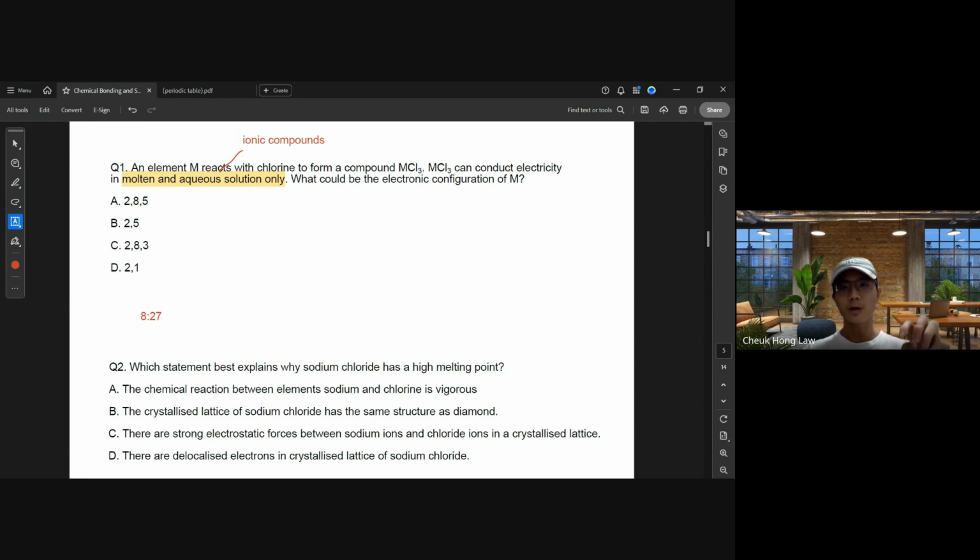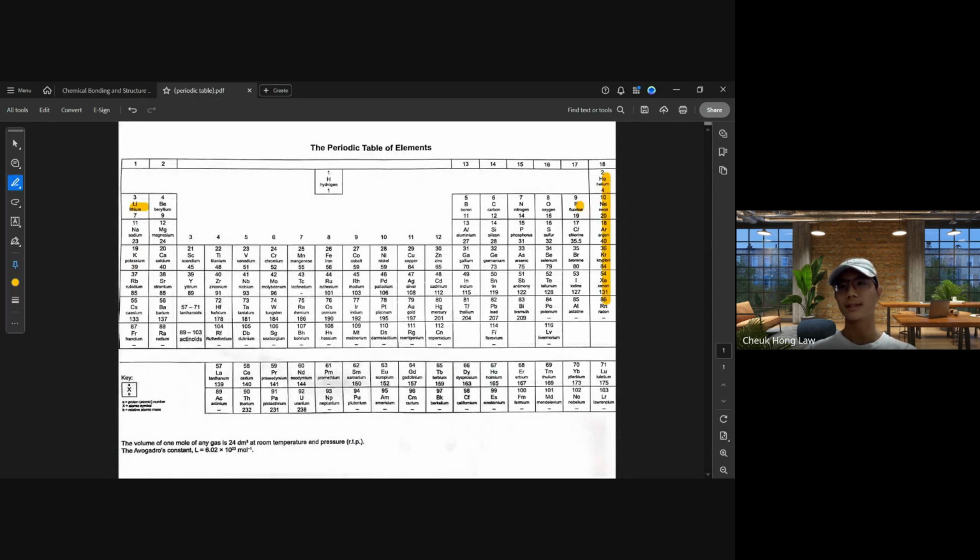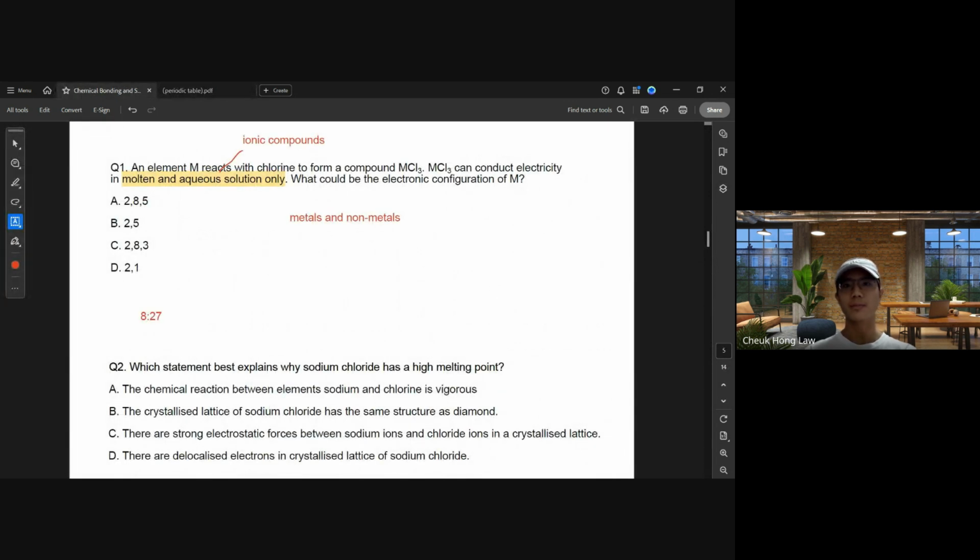Okay, so what could be the electronic configuration of M? So ionic compounds, they are made of metals and non-metals, correct? So MCl3, Cl is chlorine. Chlorine is the non-metal because it's in group 17. Okay, so if chlorine is the non-metal, M has to be a metal. Okay, which means that M is probably in group 1, 2, or 13. Okay, so we can immediately eliminate options A and B.